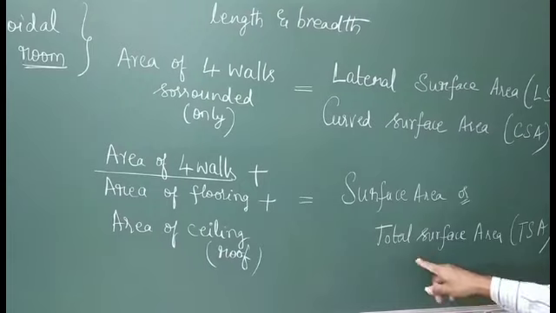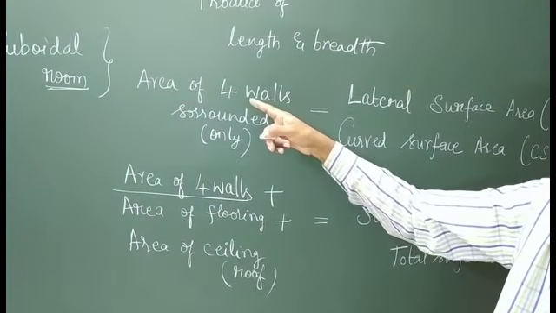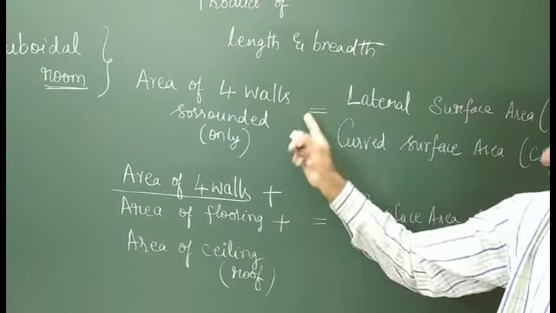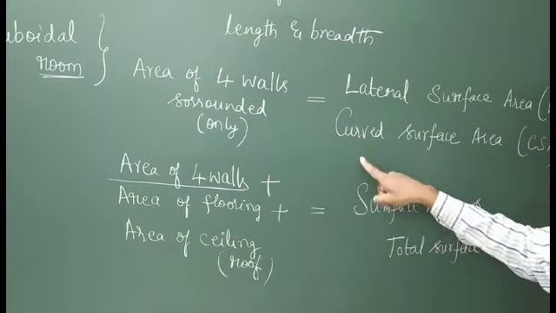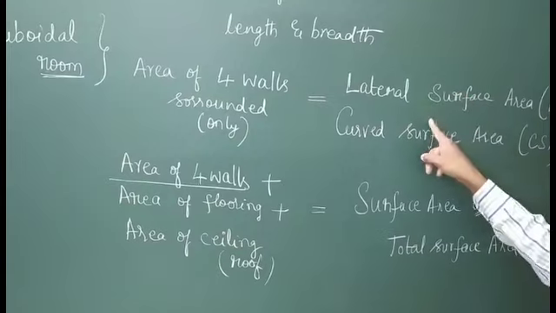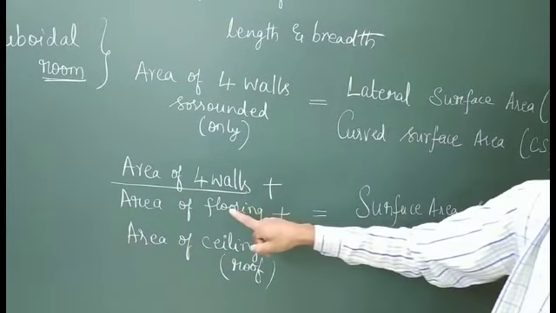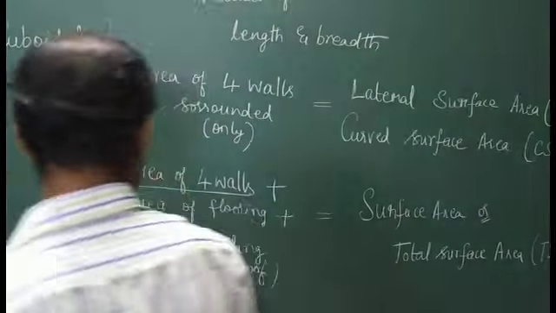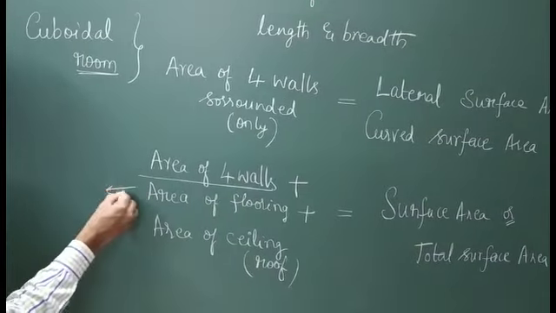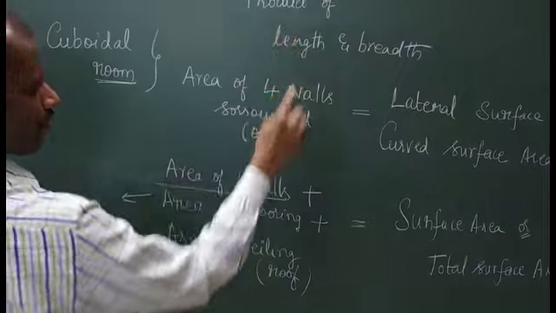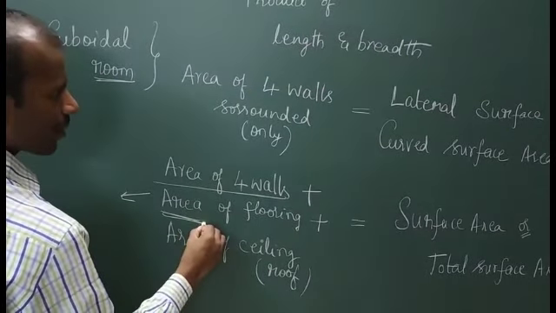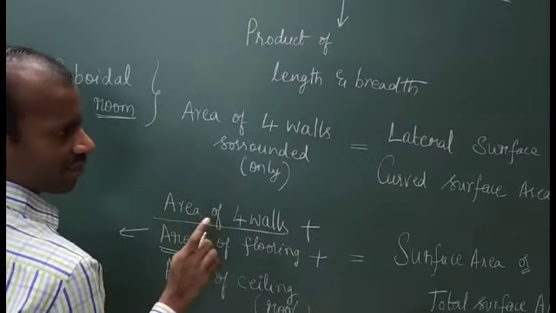Followed it? If we have a question to find the area of the four walls plus the area of the flooring, then for the area of four walls we will take the lateral surface area, whatever the formula for that, and the area of the flooring. Whenever we speak about area, it is always the product of length and breadth.